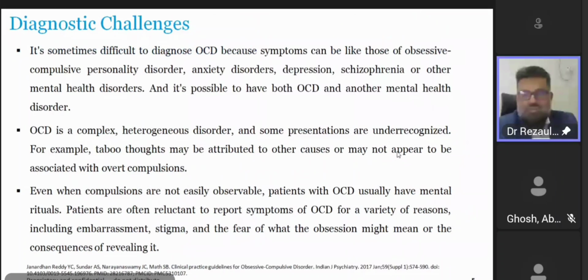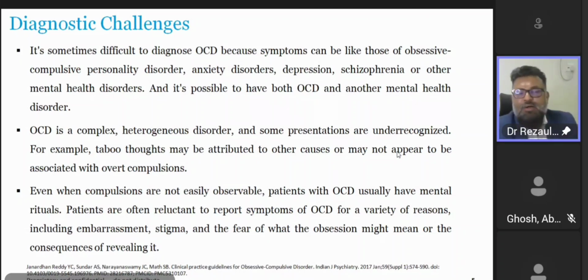So there are many diagnostic challenges, and this is from the article by Dr. Janardhan Reddy, published in the Indian Journal of Psychiatry in 2017. It notes that sometimes it is very difficult to diagnose OCD because its symptoms can be like those of anxiety disorder, depression, schizophrenia, or other forms of mental disorder. And it is possible to have both OCD and another mental illness concurrently.